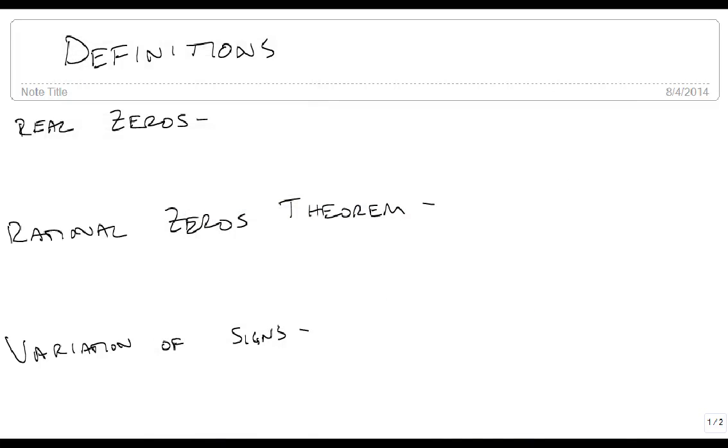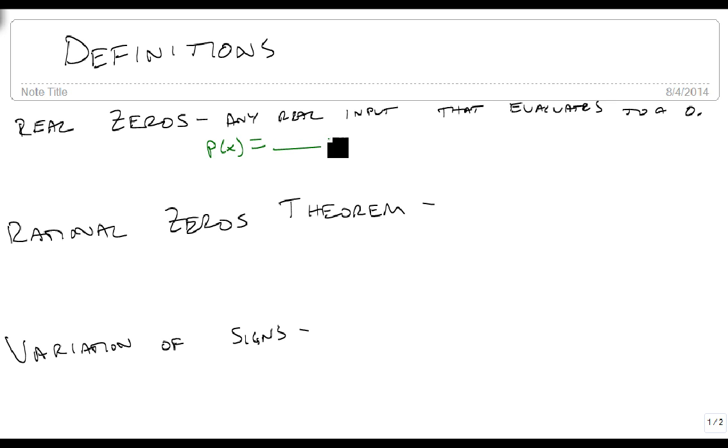We're now going to provide definitions related to the real zeros of a polynomial function. Remember that a real zero is any real number input that, when evaluated, evaluates to a zero. In other words, if we have a polynomial function p of x equals something, and we plug c into that and it comes out as a zero, then c is a real zero of the polynomial function.